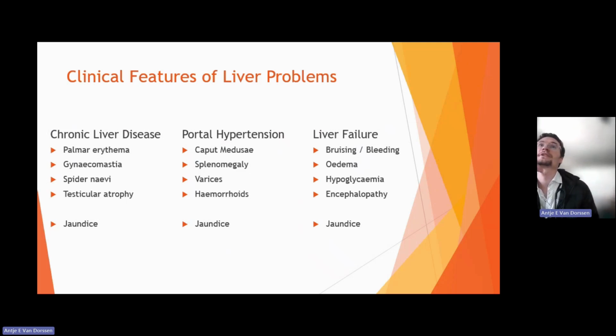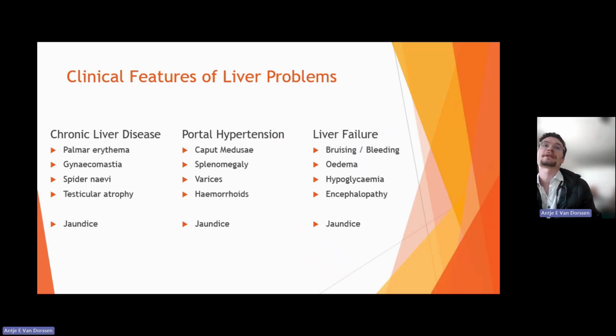But chronic liver disease, some features you can look at clinically. You can see the patient's got palmar erythema, if the patient's got gynecomastia in males, spider nevi or telangiectasias on the chest wall, testicular atrophy. A lot of those are to do with hormonal associations, so actually raised estrogen levels from the chronic liver disease in males, but also in females. So you can get the spider nevi and the palmar erythema as well in women.